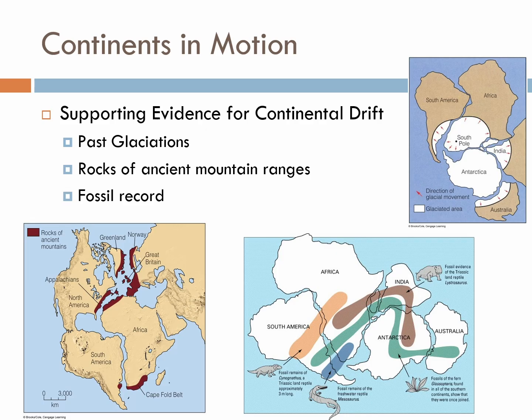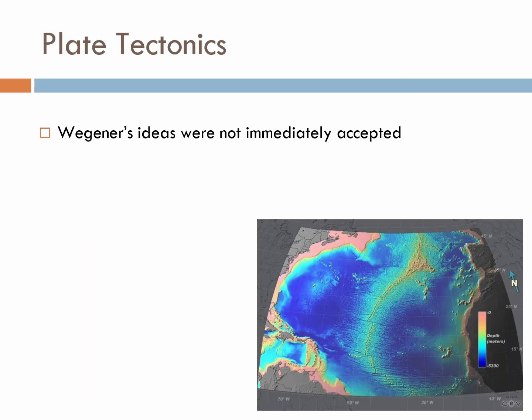Now, the supporting evidence was important because it strongly suggested that the continents had, in fact, drifted and then changed position over time. Like I said, Wegener's ideas were not well accepted by his scientific colleagues. In fact, his entire proposal of continental drift almost ruined his scientific career because his colleagues thought he was totally nutso. And this is why.